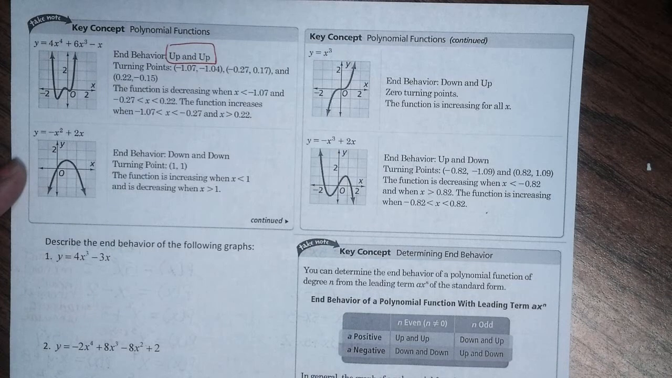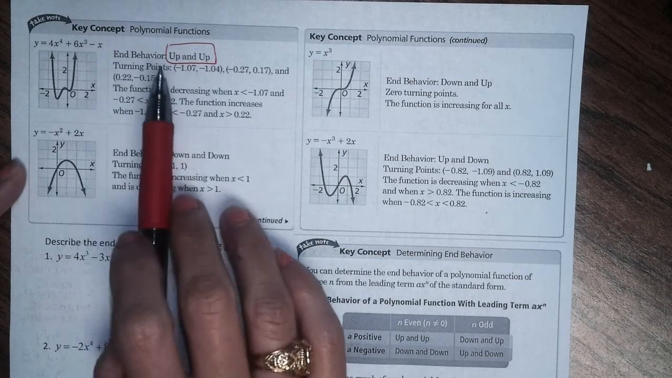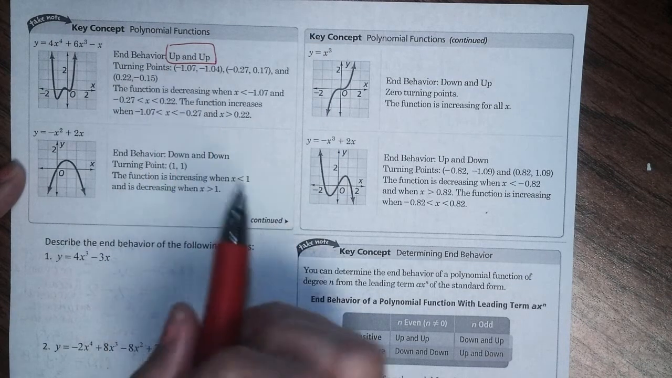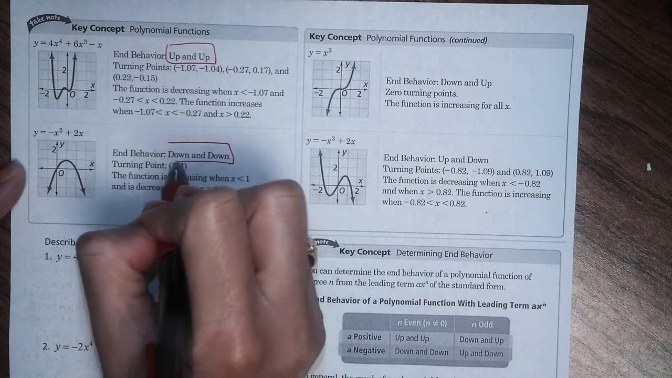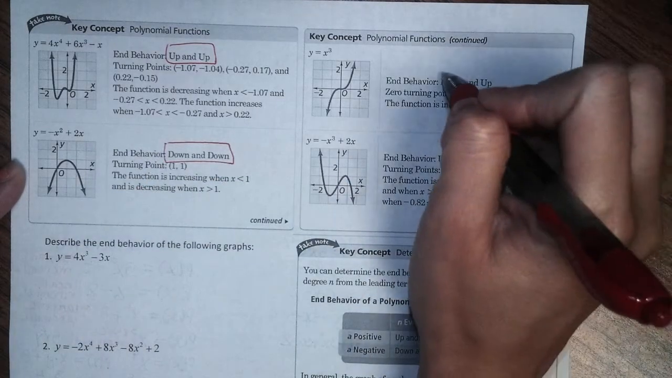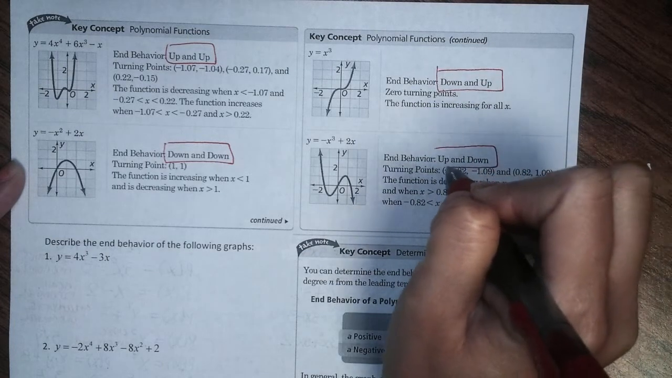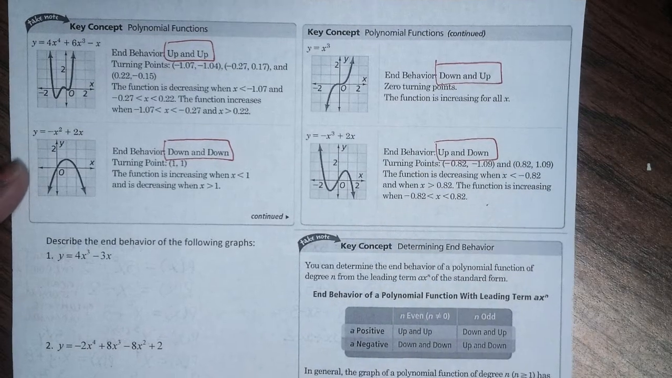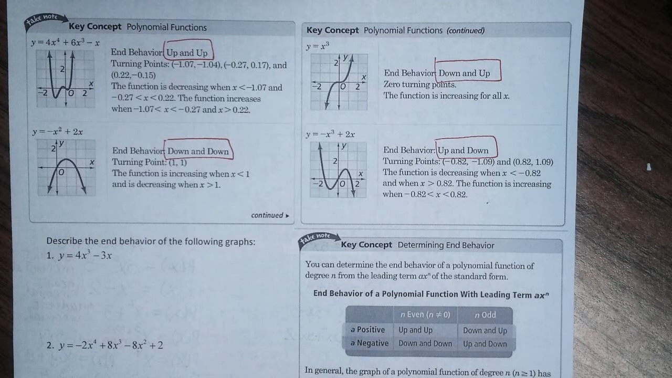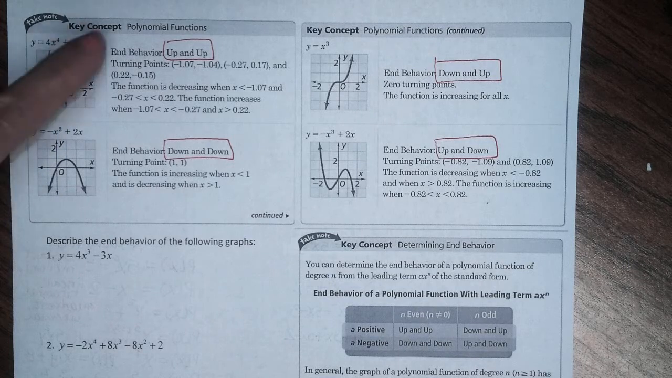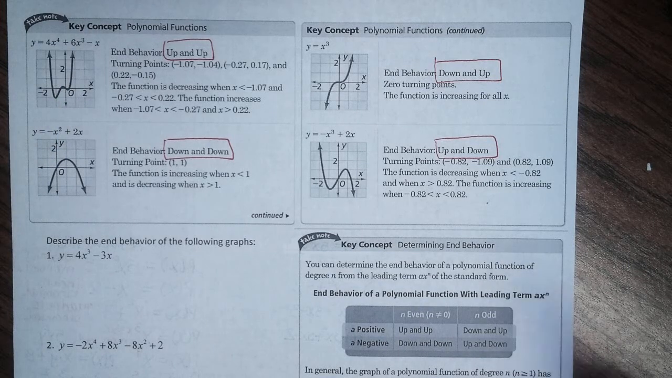Your options for end behavior are up and up, down and down, down and up, and then finally up and down. So I'll explain to you what these mean. And again, there's one of these questions on your test that's going to ask you what is the end behavior, and you're just going to tell me either up and up, down and down, down and up, or up and down.